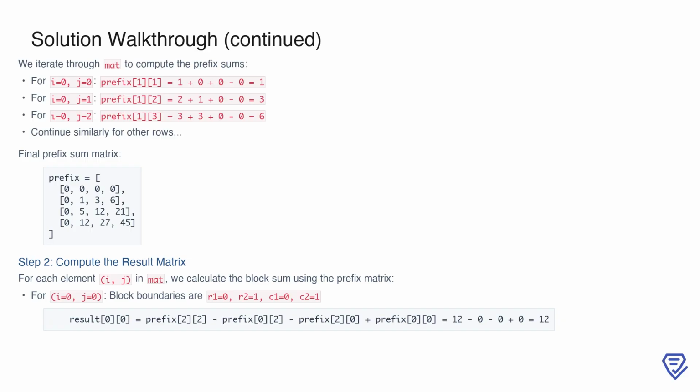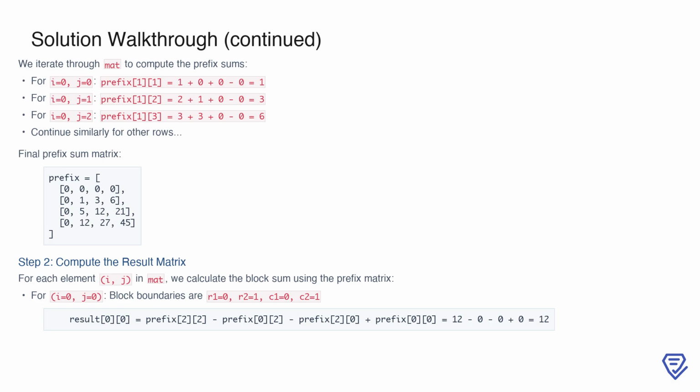Now, we calculate the prefix sums by iterating through the input matrix. For each element in the matrix, the prefix sum at a given position is calculated using the formula: the value of the current element plus the sum of the elements above it and to its left, minus the overlap at the top left corner. For example, at position 1, 1, the prefix sum is 1. At position 1, 2, it becomes 3 because we add 2 to the previous sum. This process continues row by row, and by the end, we have a fully computed prefix matrix.